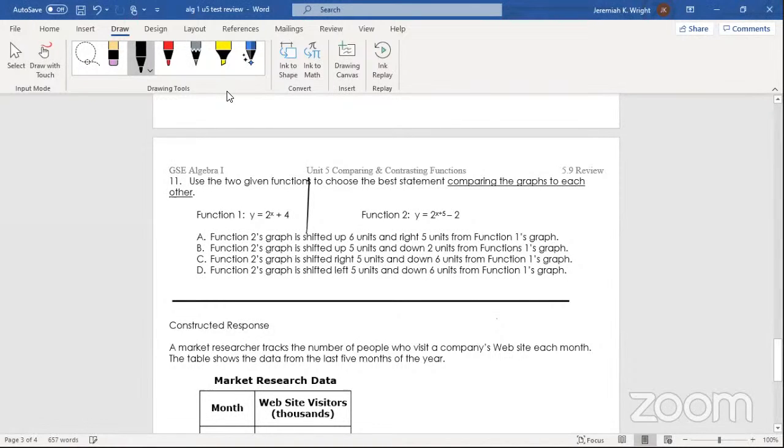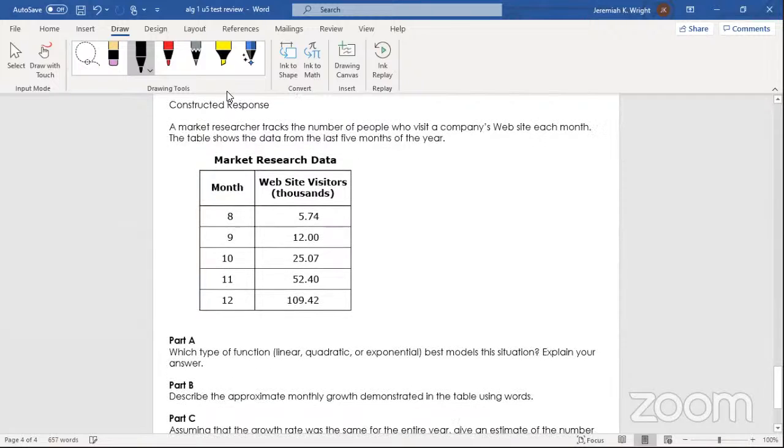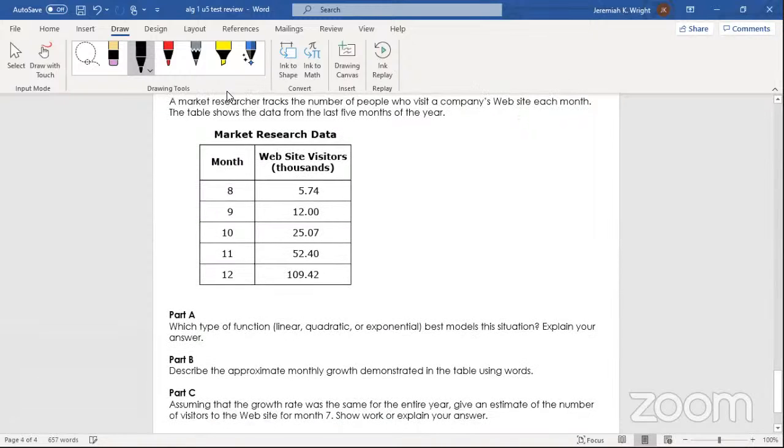Let's see. I cannot get this to, there we go, move. All right. Constructed response. A market researcher tracks the number of people who visit a company's website every month. The table shows the data from the last 5 months of this year. So the month and the website visitors. Which type of function, linear, quadratic, or exponential, best models this situation?